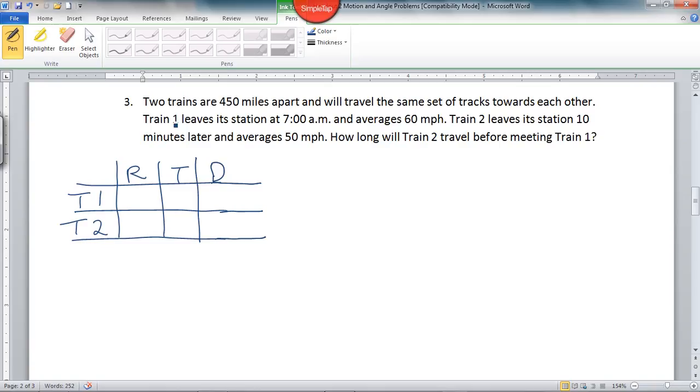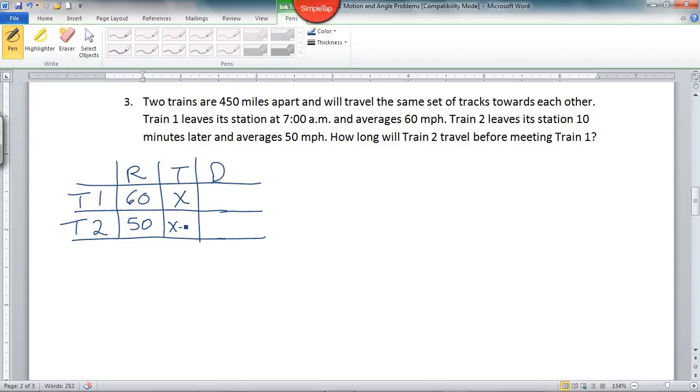Train 1's rate is 60. And Train 2's rate is 50. Train 1's time, well, we don't know. We're going to call that x. And then Train 2 leaves 10 minutes later, so that's less time. So we're going to take Train 1's time, x, minus 10 minutes later.